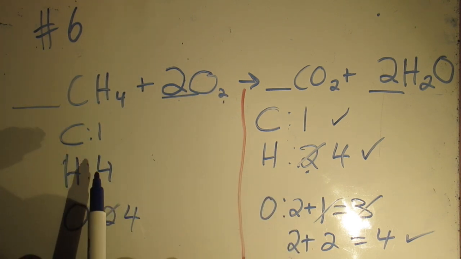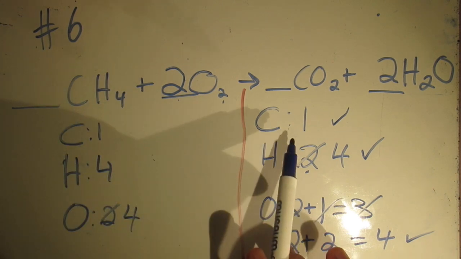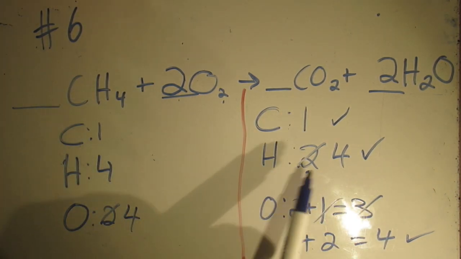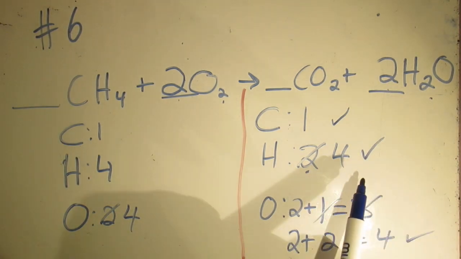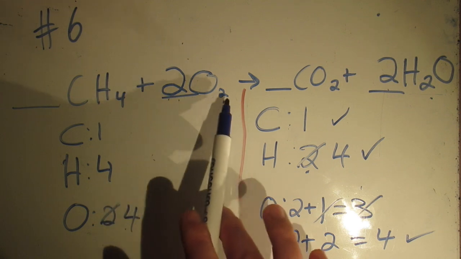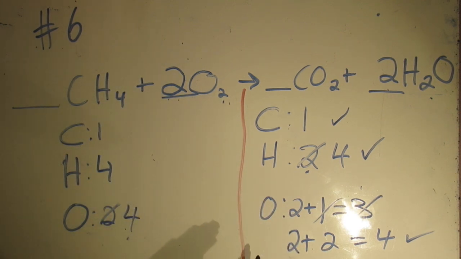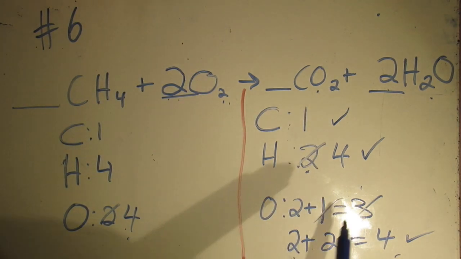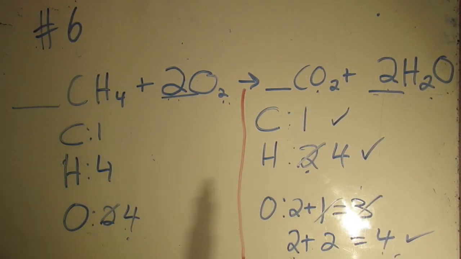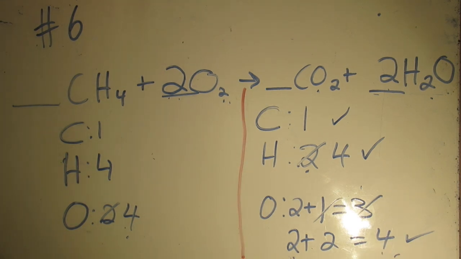And let's double check. Carbon 1, 1, good. Hydrogen 4, 2 times 2 is 4, yes, that's right. Oxygen 4, 2 times 2 is 4, yes, that's right over here. Oxygen 4, 2 times 1 is 2, add them together is 4. Yep, that's right. Okay, so we're definitely sure this is balanced. So that is our first part of the question.